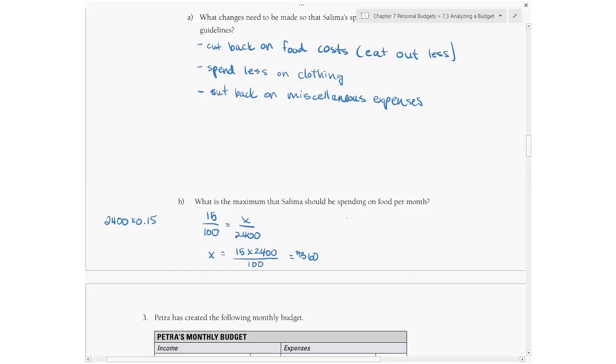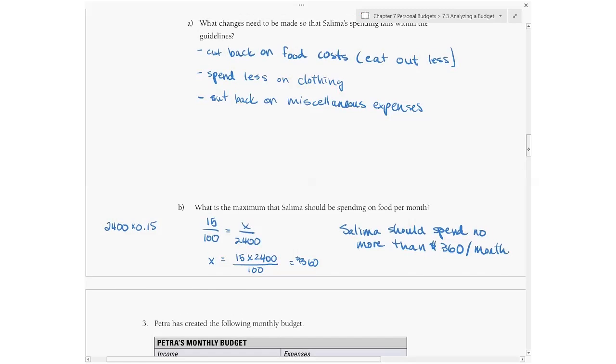So Salima should spend no more than $360 per month. And she certainly can eat quite well off of $360 per month. I'm assuming she's on her own because they don't talk about anything otherwise.